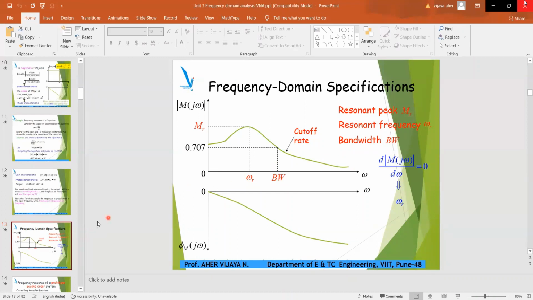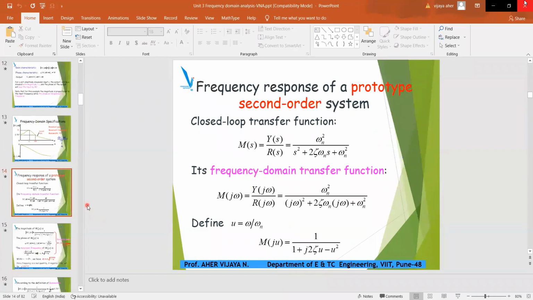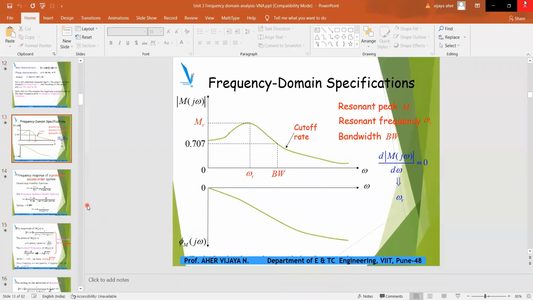Any doubt up to this? Any doubt, students? Understood?